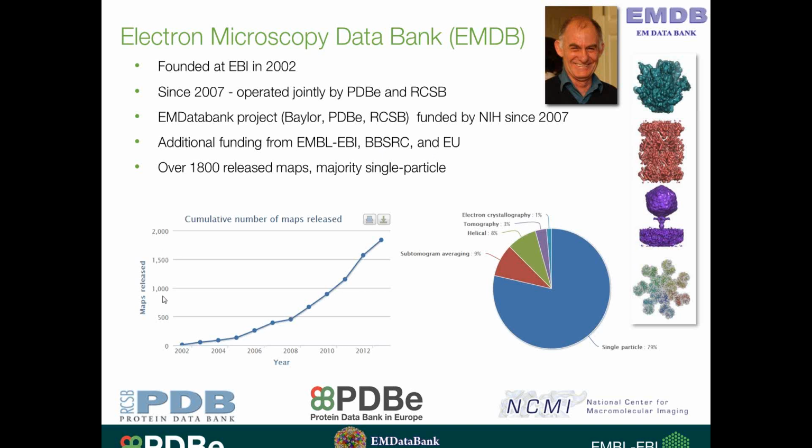This graph shows you how the number of maps released has progressed over time. As you can see, we have had healthy growth, and today we have more than 1,800 released maps, of which the majority are single particle EM maps, although subtomogram averages form a growing proportion of released maps.